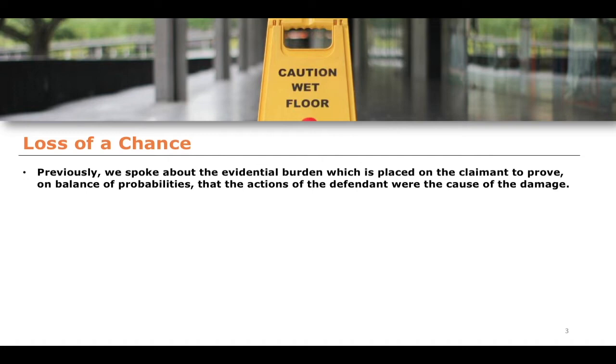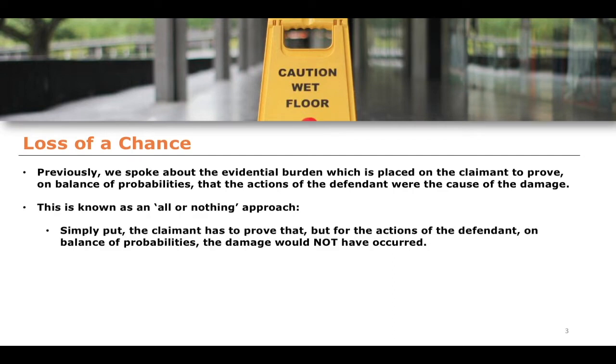The claimant has to prove that it was the actions, the negligence, the breach of a duty of care of the defendant. This was the cause of the damage that the claimant suffered, or at least the claimant's client, assuming that we're talking about a situation in court. But this is what the evidential burden looks like. That's where the evidential standard essentially relates. This is known as the all or nothing approach.